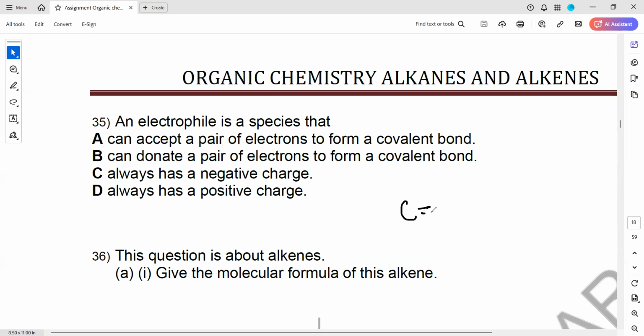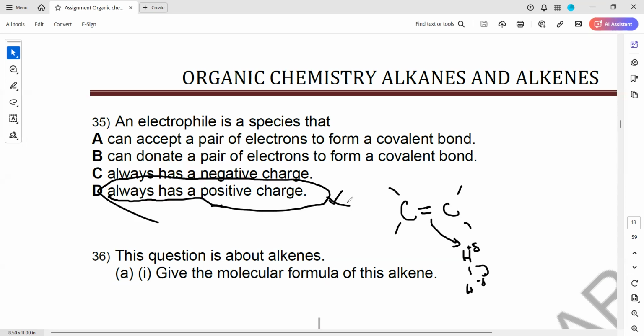If you remember the mechanism of an alkene reacting with hydrogen, one of the hydrogens is partial positive, and the other one is partial negative. As a result, this partial positive is attracted towards the electron rich side. So this partial positive is the electrophile. It's not a positive ion. So an electrophile can be a partial positive or it can be a positive ion, a positive charge. But it's written that it's always a positive charge. That is wrong. Sometimes it is a partial positive, or sometimes it is a positive charge, like electron deficient.